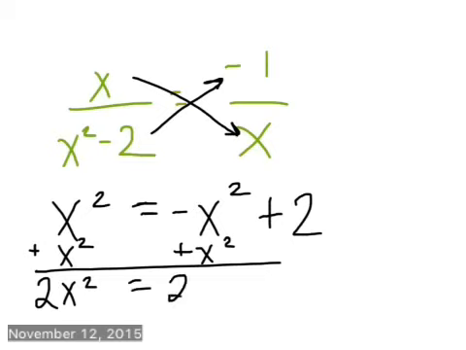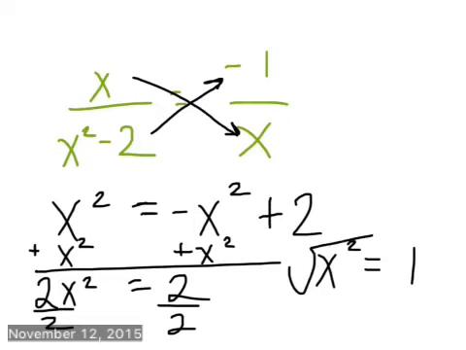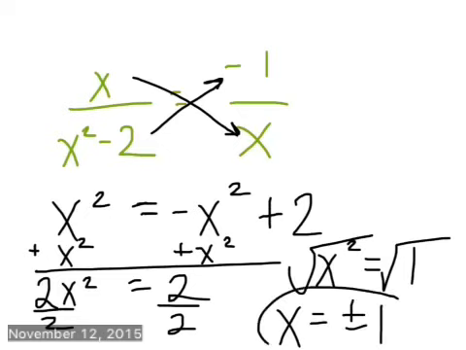Now, how do you solve this? I divide by 2 first, because remember you're getting rid of multiplication or division first. So I got x squared equals 1. And now how do I get rid of the square? You root it. And what's the square root of 1? Plus or minus 1. The square root of 1 is 1.